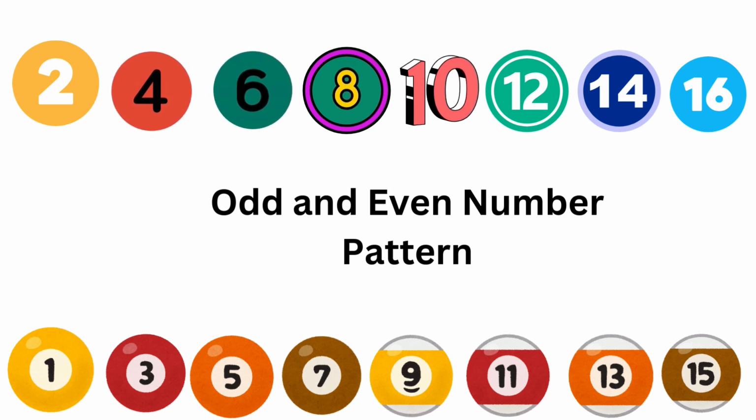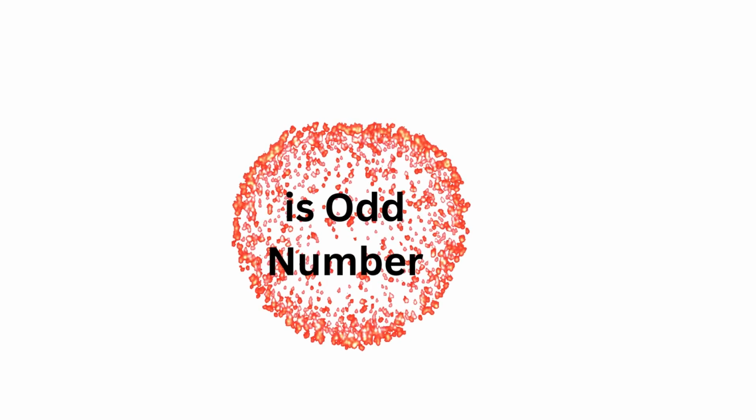I'll show you a number and you tell me if it's odd or even. Ready? What about 8? Is 8 odd or even? That's right. 8 is even because it can be split into two equal groups. What about 9? Yes, 9 is odd because there's always one left over.